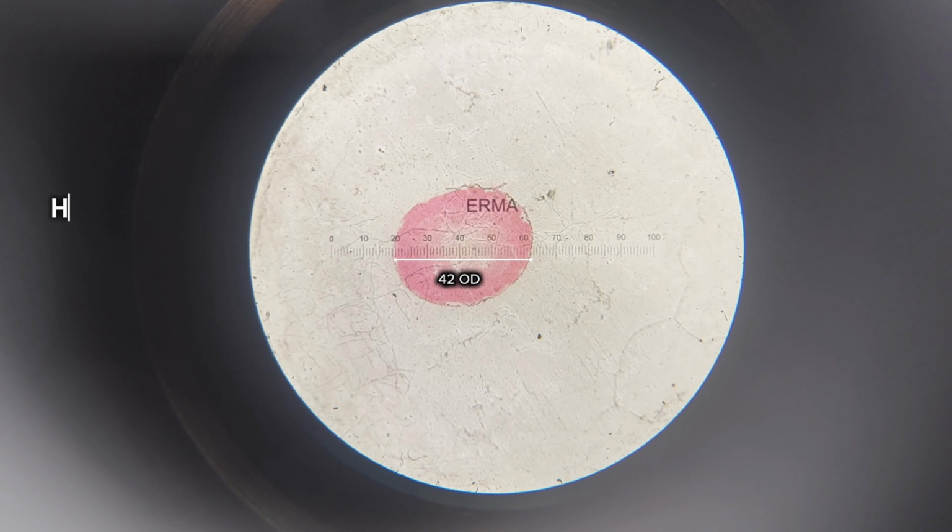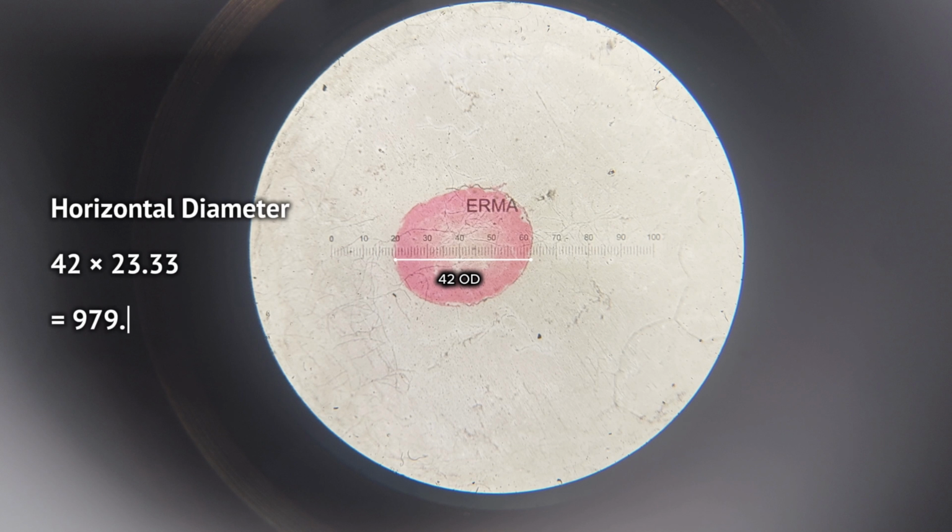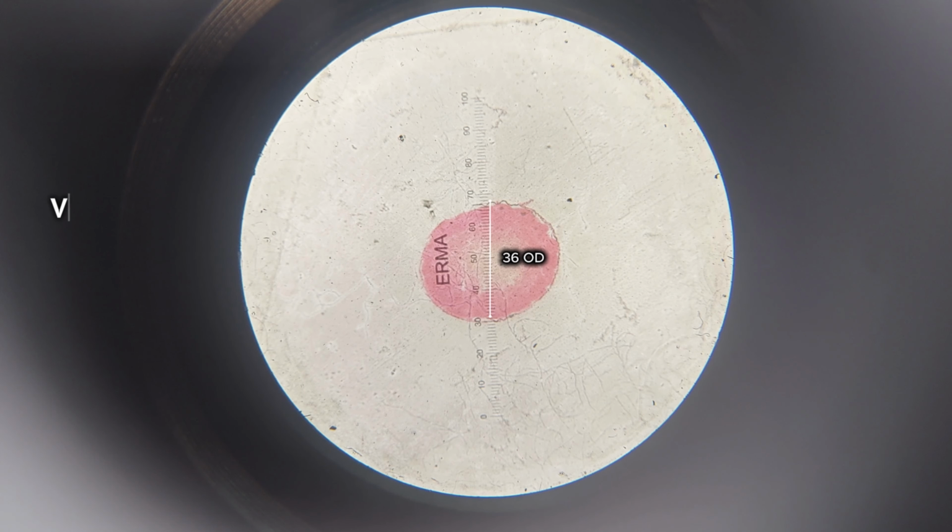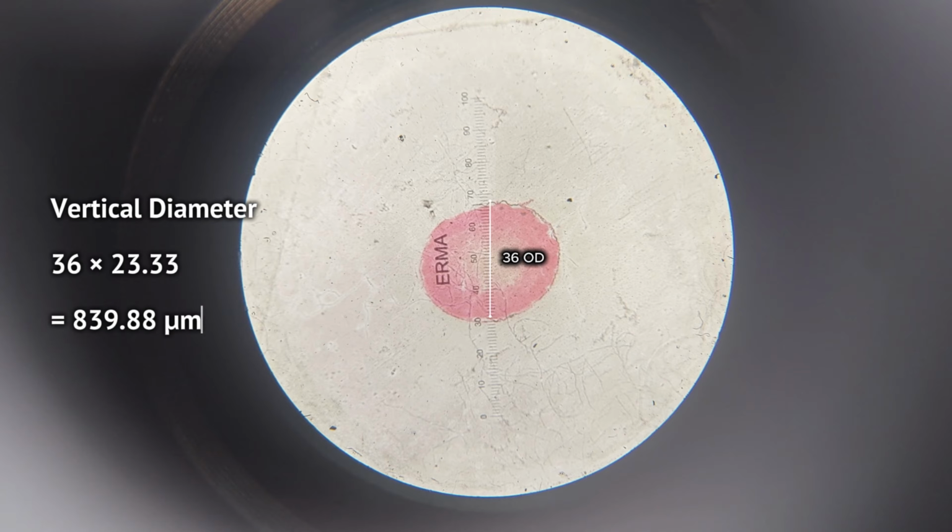The actual horizontal diameter of the frog egg is calculated by multiplying 42 ocular divisions by the calibration factor of 23.33 micrometers. This gives a horizontal diameter of approximately 980 micrometers. Similarly, the actual vertical diameter is obtained by multiplying 36 ocular divisions by 23.33 micrometers. This gives a vertical diameter of approximately 840 micrometers.